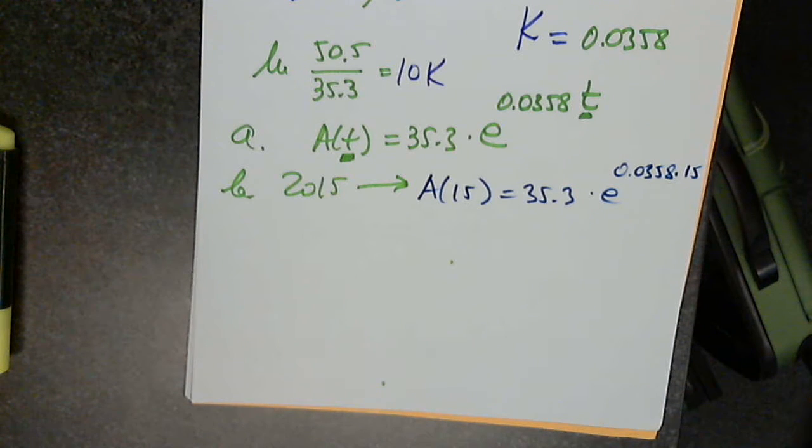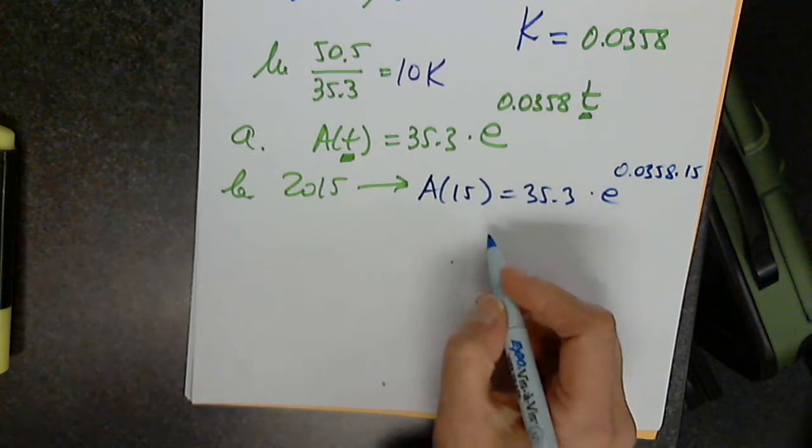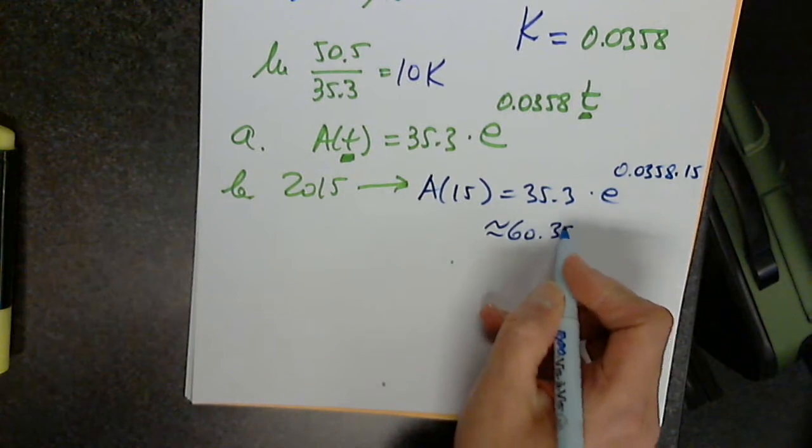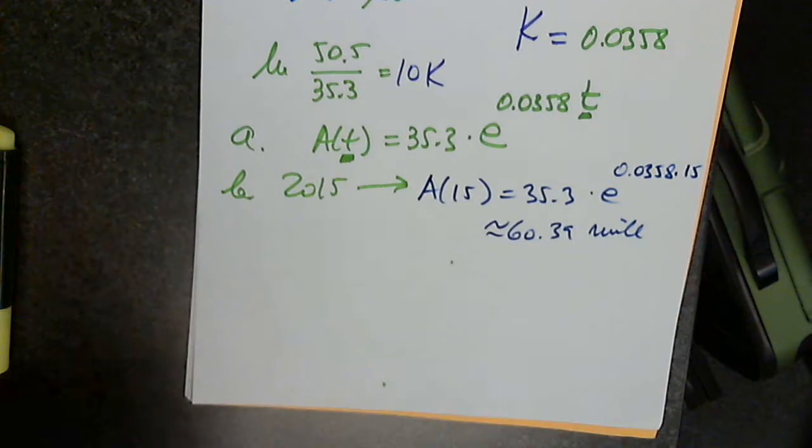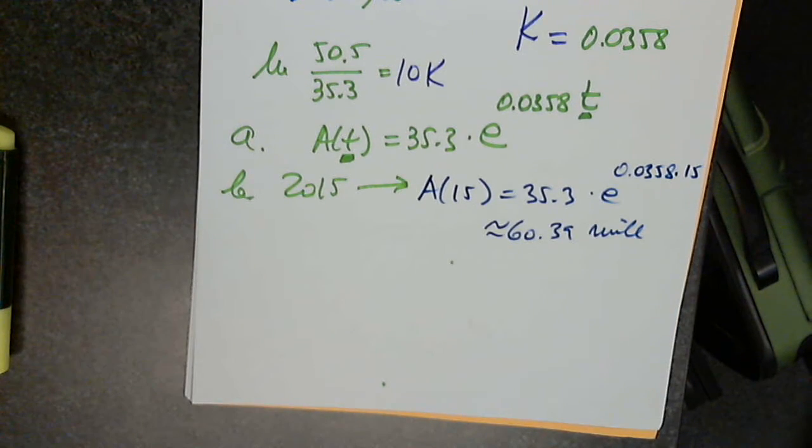And there is part C. 60.39. How much? 60.39. 60.39 million. Do we all agree with that? Yes. Okay, here's the last part. In which year will the Hispanic resident population reach 70 million?